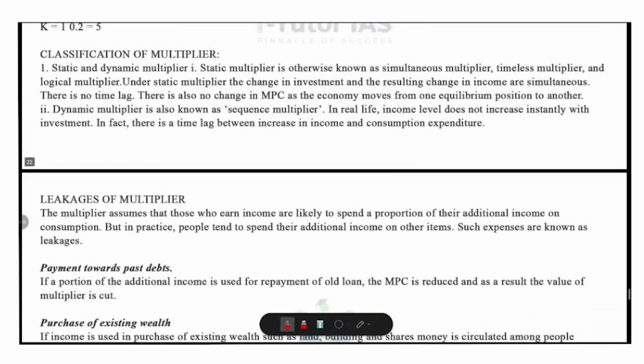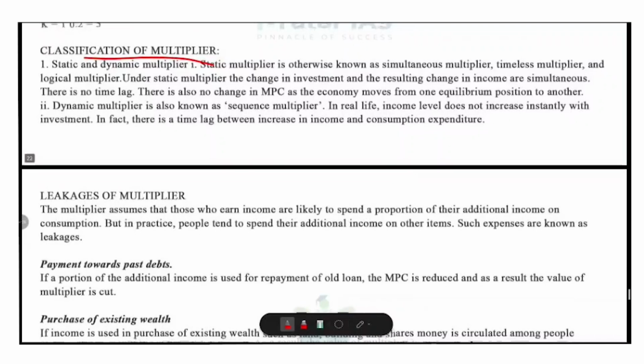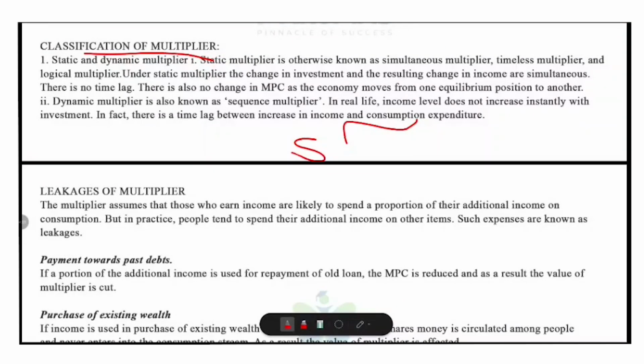Now, what is the classification of the multiplier? The multiplier can be classified into two main types. What are they? Static multiplier and also dynamic multiplier. Now, what is meant by static multiplier? It is also known as simultaneous multiplier, timeless multiplier or logical multiplier. Under the static multiplier, the change in investment and the resulting change in income occur simultaneously, that is, without any time lag.